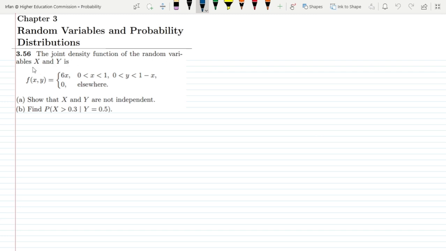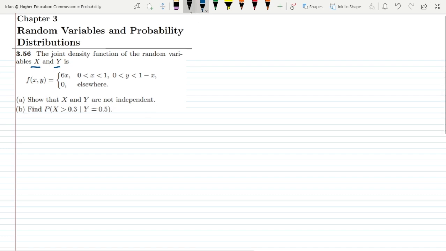Hello guys, this is question 3.56, and the statement of it is: the joint density function of the random variables x and y is f(x, y) = 6 for x greater than 0 and less than 1, and y greater than 0 and less than 1 minus x, and this is 0 elsewhere. So on the basis of this given data, part A: show that x and y are not independent.